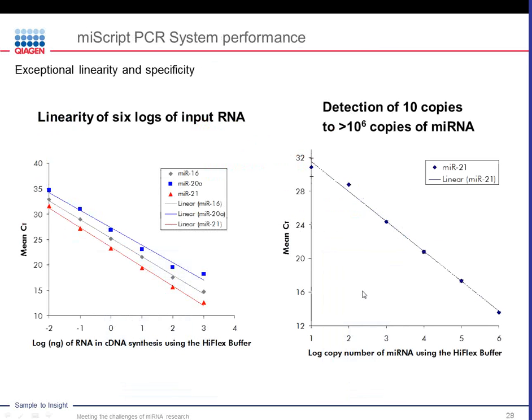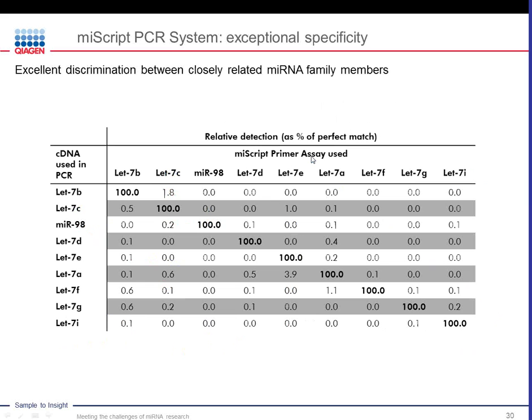Some performance data. The miScript system offers exceptional linearity and specificity. The reactions are linear over 6 logs of input RNA, ranging from 1 microgram to only 10 picograms. And whether your target's very robustly expressed at more than 1 million copies or very rarely expressed at only 10 copies, the system can efficiently detect it.